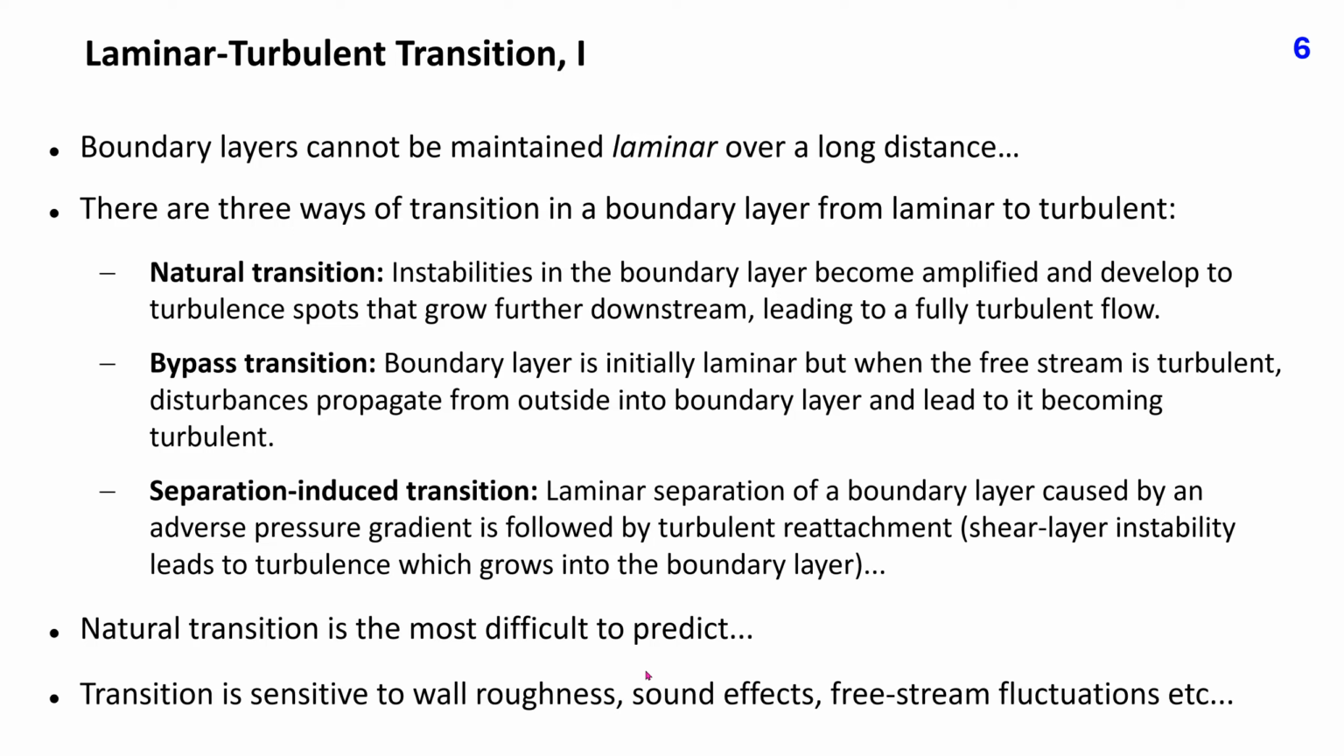The third possibility is a separation-induced transition. A laminar boundary layer separates from the wall because of an adverse pressure gradient. Shear layer instability leads to turbulence, which grows into the boundary layer at turbulent reattachment. Natural transition is the most difficult one to predict because it takes place over a relatively long distance. Transition from laminar to turbulent flow regime is also sensitive to wall roughness, sound effects, free stream fluctuations, etc.